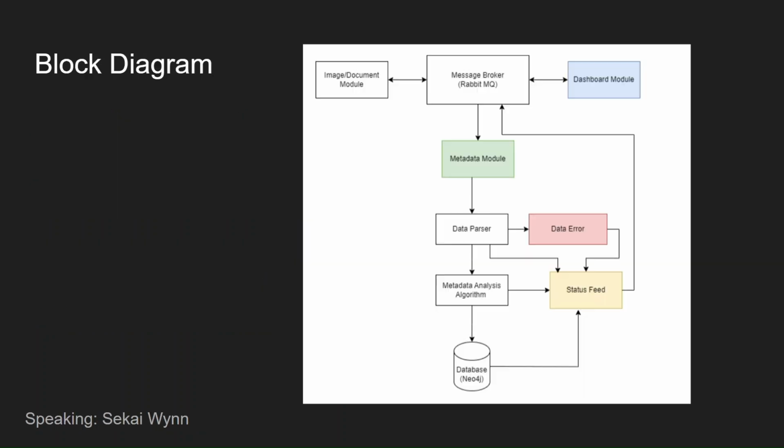Here we have a block diagram of the Metadata module. Once the document module completes the summary extraction, it sends it to the parser module where the files are securely stored. The extracted sentences are then passed to the analysis algorithm, which categorizes and labels entities. These labeled entities are sent to the node builder, where they're structured and stored in the graph database. Throughout this workflow, each component provides real-time updates to the status feed via RabbitMQ, ensuring live monitoring in the dashboard module.